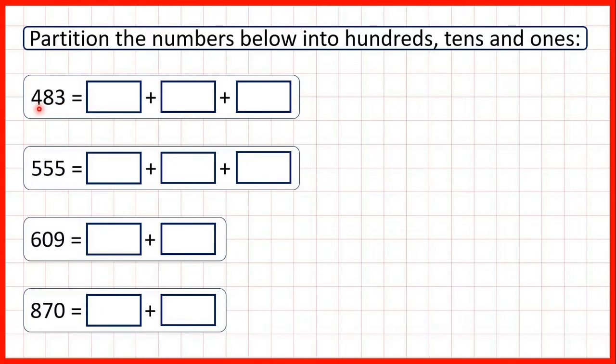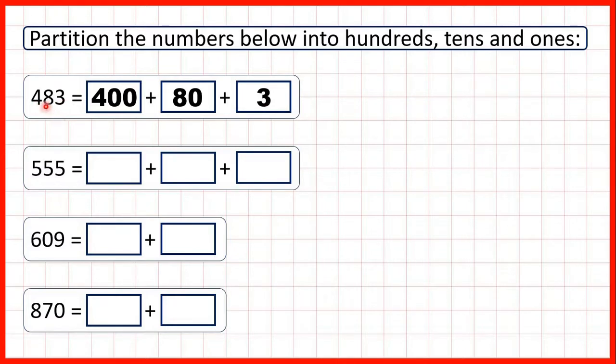So first, we have 483. Now this 4 is in our hundreds, so it represents 400. This 8 is in our tens, so it stands for 80. And this 3 in our ones just stands for 3. So when we partition numbers, what we're doing is showing the value of each digit in the number. And we can represent the partition as an addition, because if we add 400, 80 and 3, we will get 483.